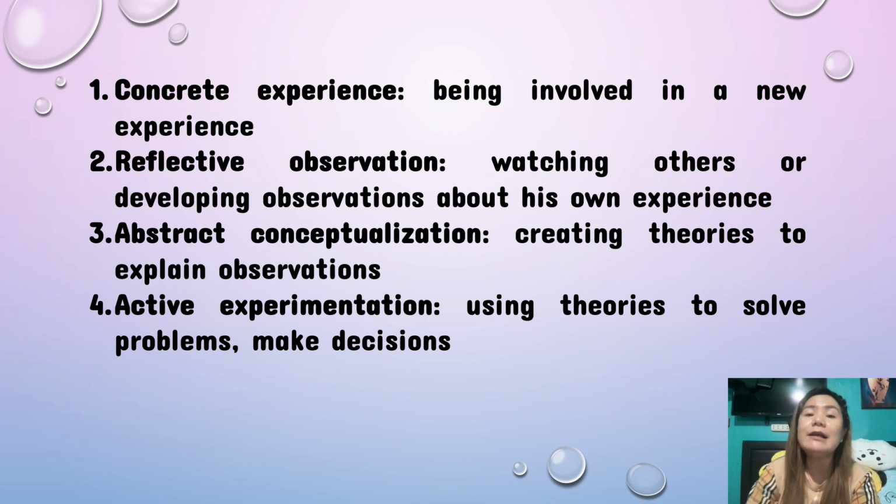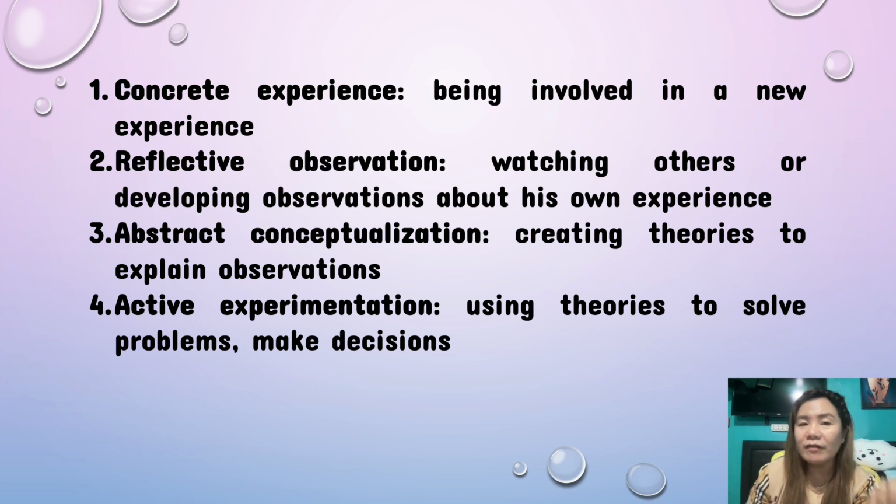Okay, so there are learners who are like this, no? They tend to think and then explain things. Their observations come from reasoning, no? Active experimentation: using theories to solve problems and make decisions.